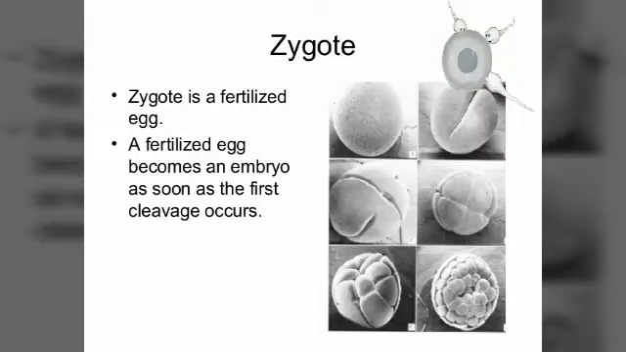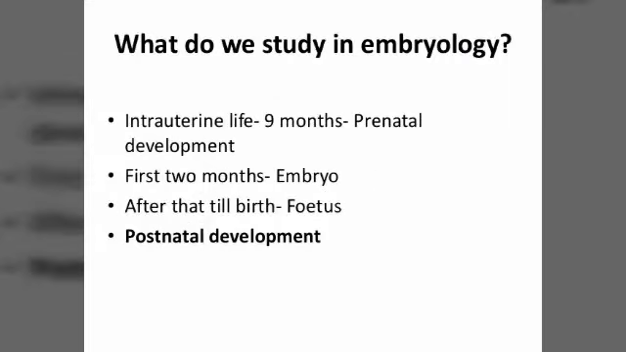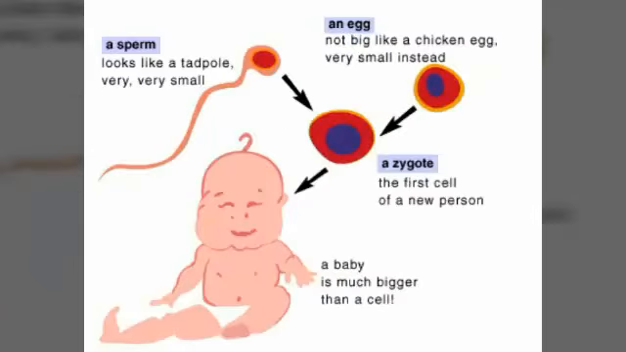Cleavage means furrow or division of the cell. But the cell is not entirely divided, it grows. So the growth and development process is called embryonic development. What do we study in embryology? The first 9 months is prenatal development: the first 2 months is the embryo, after that till birth is the fetus, and then postnatal development. This is the diagram which represents the sperm. When fused with the egg, it forms the zygote, and the zygote develops into the baby.